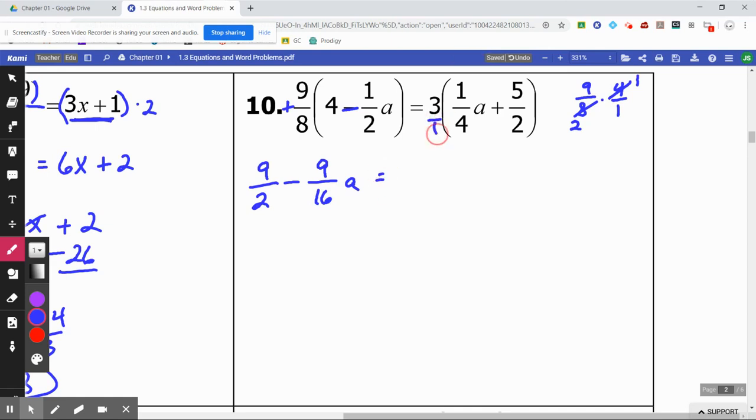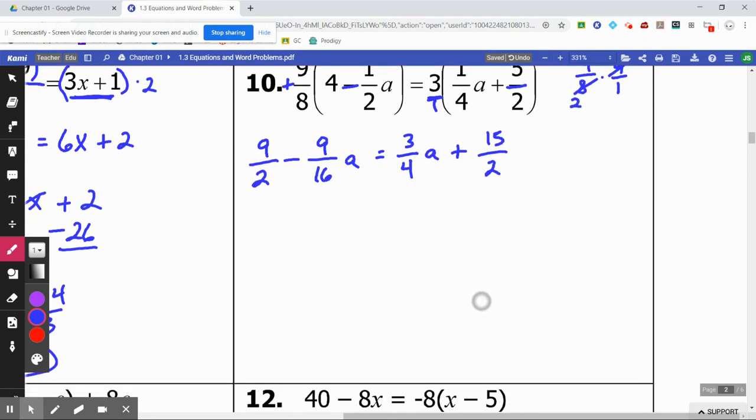The other side, we're distributing the 3. Same way here. Nothing's going to cross cancel with 3 and 4 and 1 and 1, so multiply the tops and multiply the bottoms gives you 3/4. Nothing's going to cross cancel between 3 and 2 and 1 and 5 on this fraction and this fraction, so multiply the tops, multiply the bottoms.